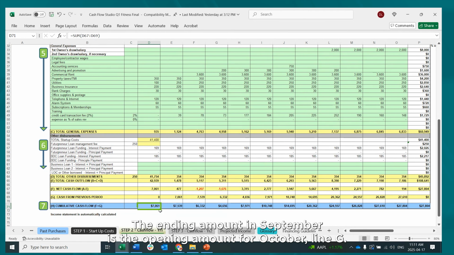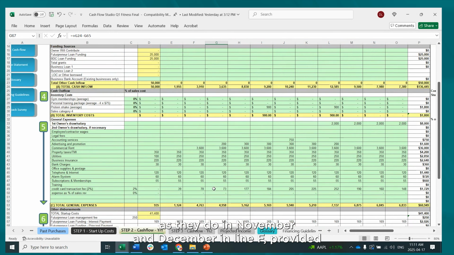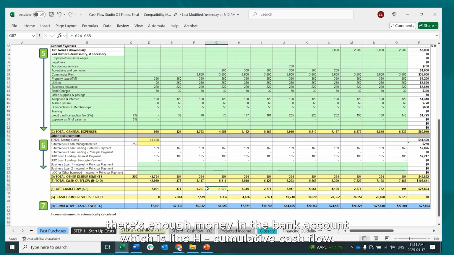The ending amount in September is the opening amount for October, line G. You will notice this happens throughout the cash flow. The closing balance of one month is the opening for the next month. Also note that you can incur a projected loss in a month, as they do in November and December in line F, provided there's enough money in the bank account, which is line H, cumulative cash flow.